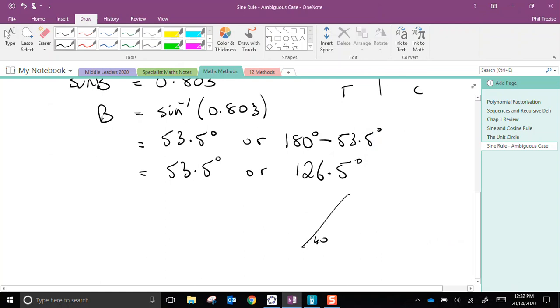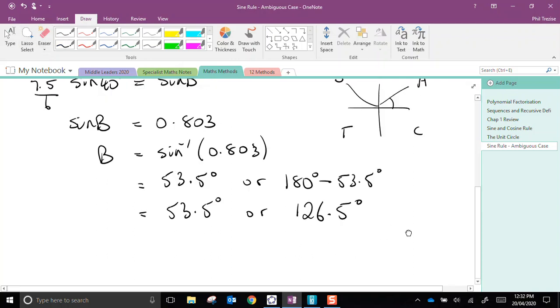There's the obtuse angle of 126.5. Now, is 40 plus 126 less than 180? Yes, it is. That's why this is a possible answer. In this case, let me just take that away. I've made a little bit of a mess there, haven't I?